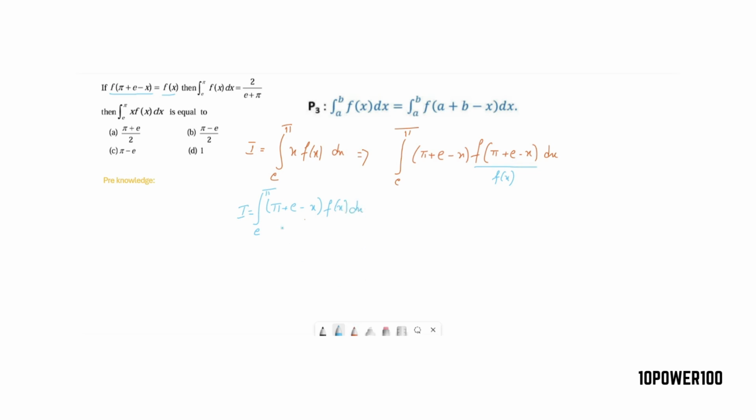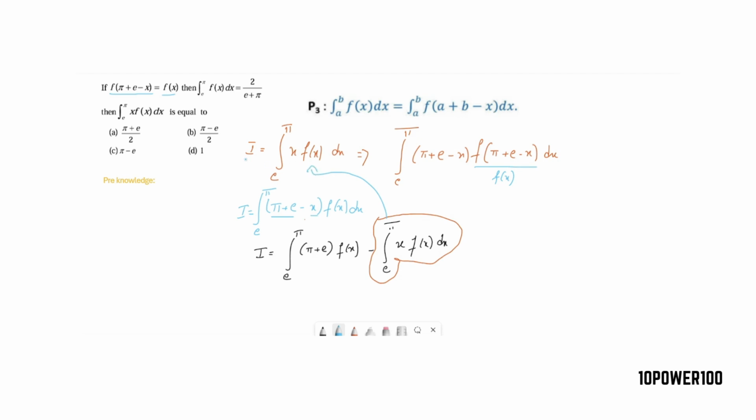So now I'll consider the pi plus e as one function and x as one function. I'll multiply f of x inside by considering pi plus e as one function. So it becomes the integral from e to pi of pi plus e into f of x, minus the integral from e to pi of x into f of x dx. So already you have seen this one somewhere else. Do you all remember what it is? Yes, it is this function.